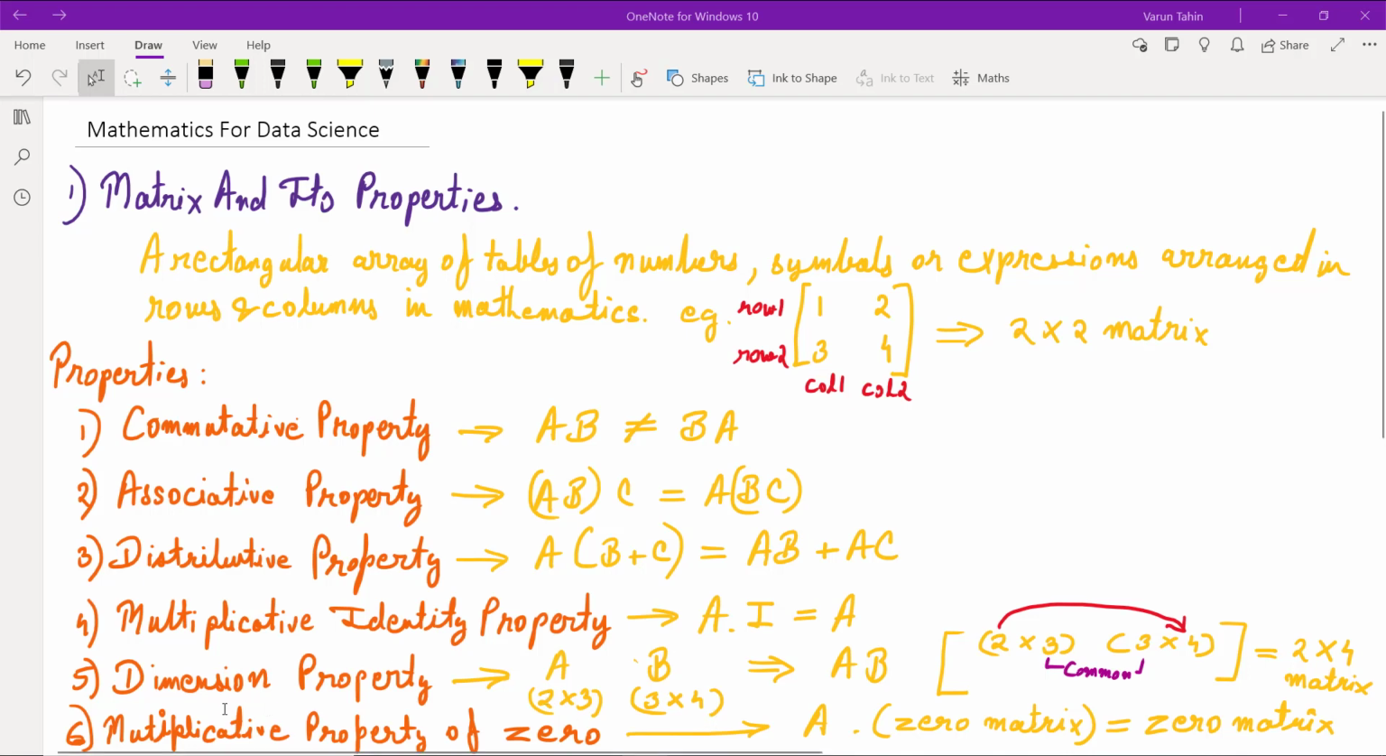Then comes the sixth property, which is the multiplicative property of 0, wherein when A is multiplied by a 0 matrix of the same dimension, we will get the 0 matrix again.